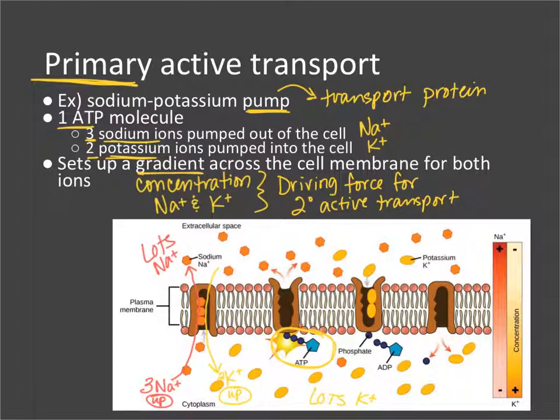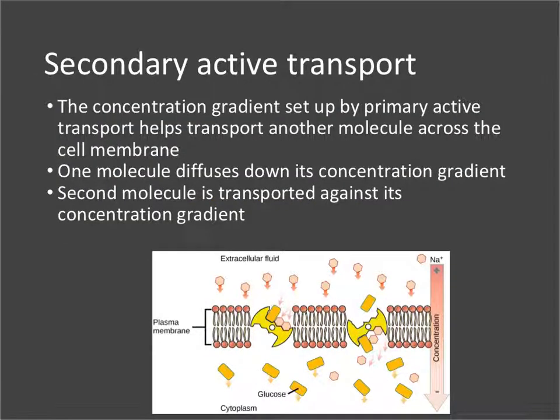So secondary active transport does not directly require ATP. But in order for secondary active transport to occur, primary active transport has to occur first. And in order for primary active transport to occur, it does require ATP.